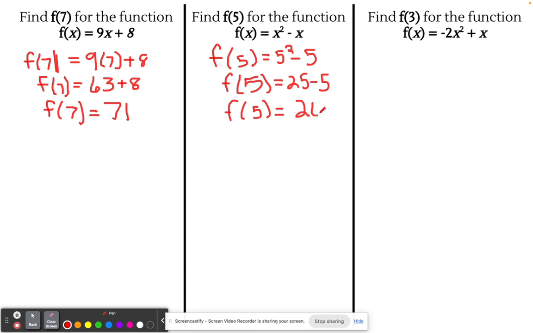The nice thing about using function notation is you know what you input for your x. If I just had y equals 20, I don't know what I input for x to get that 20. But here I can tell that when I used a 5 for my x, I got 20 for my output. F of 3 for my next one.